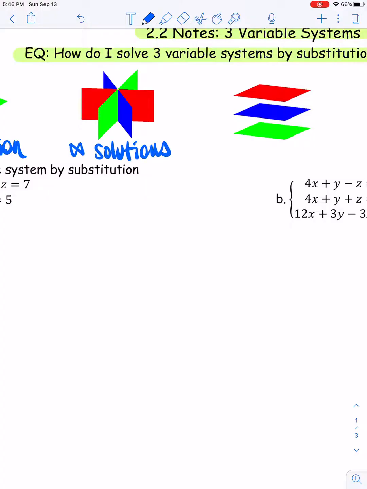Now, I want to talk to you real quick about the difference between infinite solutions and all real numbers. This is a case where all real numbers does not apply, because I could have a number here, here, here, wherever, and that's not a part of my solution. So this is not all real numbers. Infinite solutions doesn't mean all real numbers.